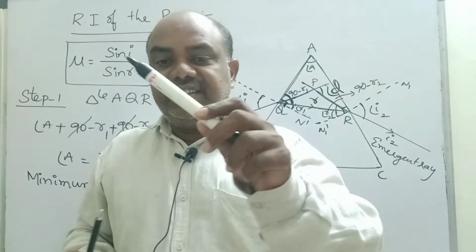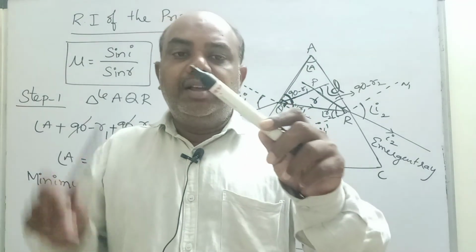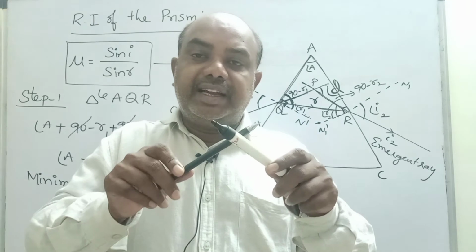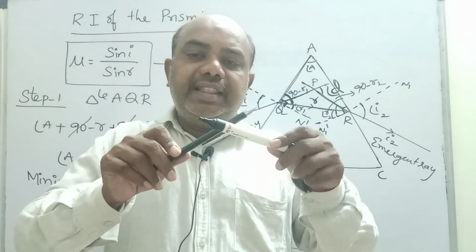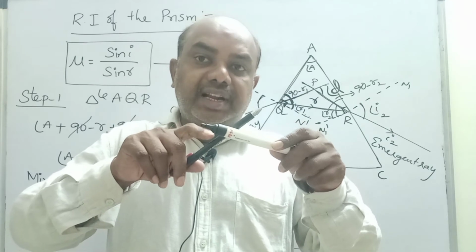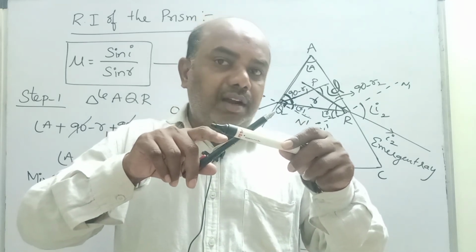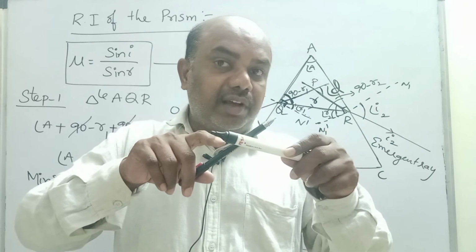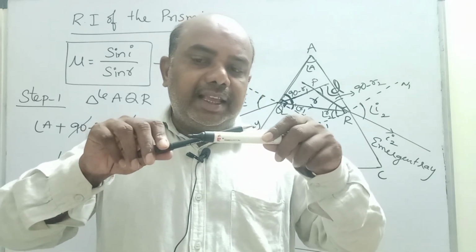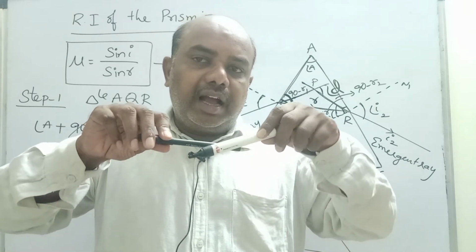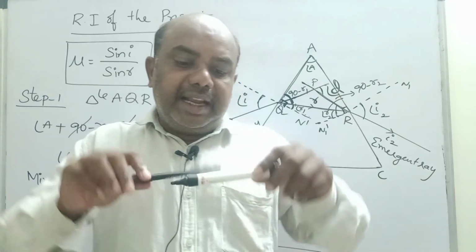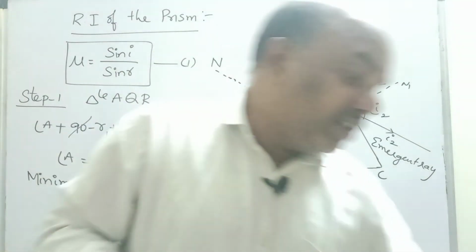Once again, this is the incident angle and this is the refracted angle. This is the extended incident ray and this is the extended emergent ray. If you change the angle of incidence, the angle between these two also changes. This is called the angle of deviation, and it keeps changing. At a particular instant, the angle will be minimum, and then the angle of deviation increases again. So at what particular time will the angle of deviation be minimum?